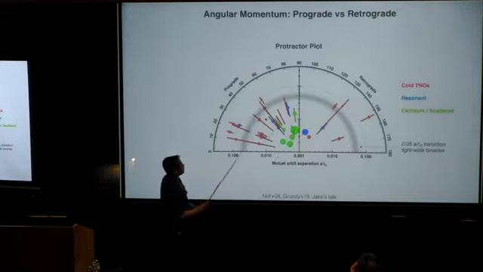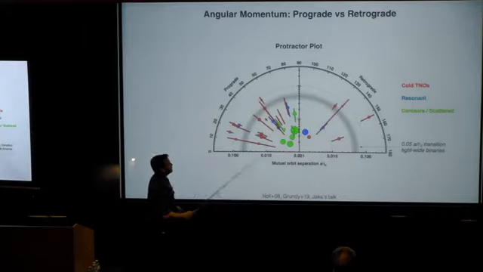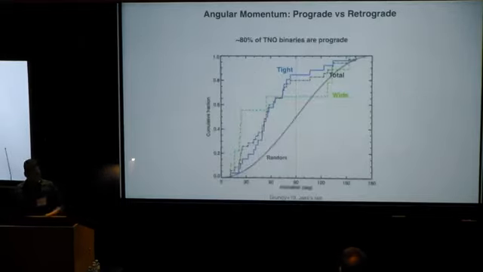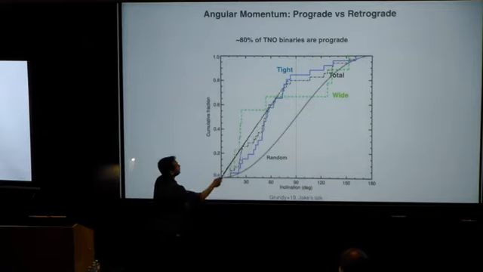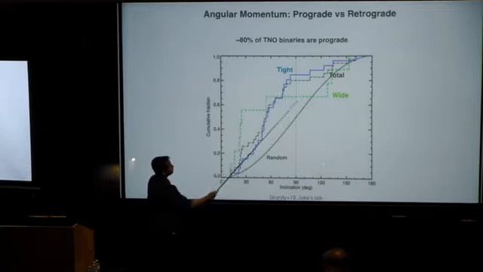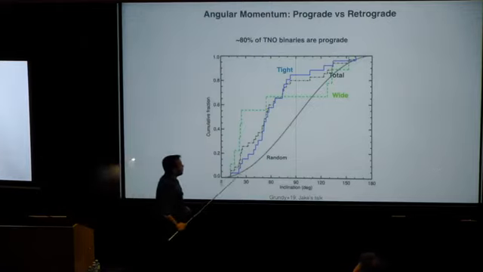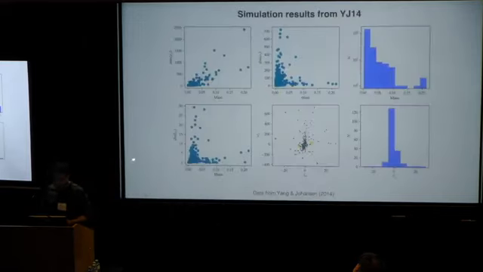Inside here, you can see the 80-20. Beyond that, it's low number statistics, but it seems that it goes more to 1-to-1, prograde, retrograde. This is the inner ones, so the tight ones, and the wide ones beyond that is 0.05, and we compare them to a random distribution. So we look at that too.